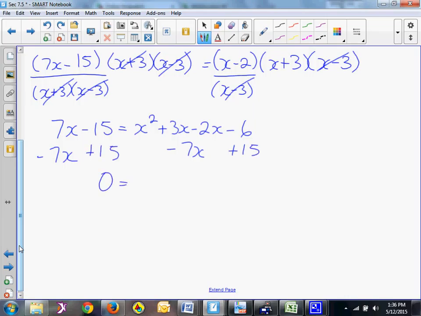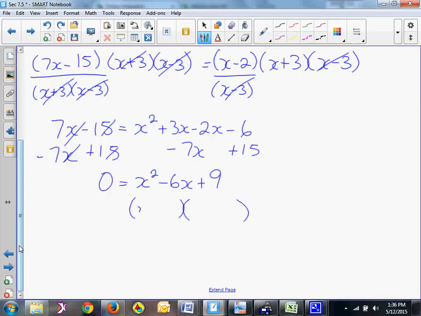And when I do that, I get 0 is equal to x squared. Okay, 3x minus 2x is 1x, minus 7x is negative 6x. Negative 6 plus 15 is 9. And I'm just checking my book to see if that's what we should get. Yes. Okay. And then I'm going to factor that.